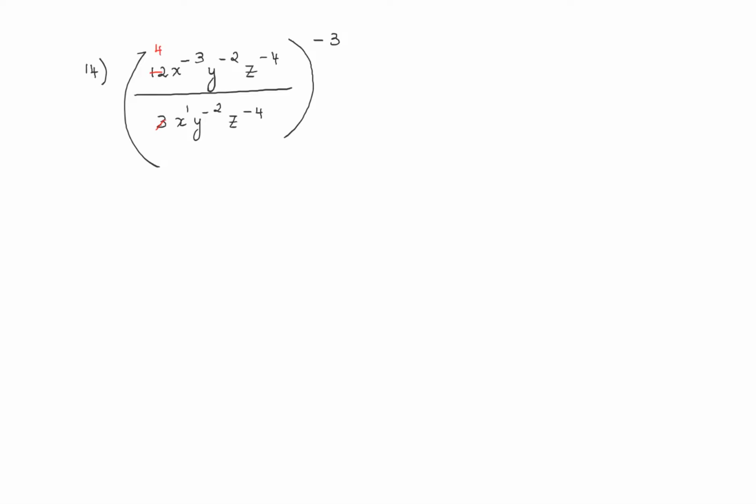So I'm going to cross this one out. So I have 4 x to the negative 3. And these two cancel out because they have the same power. So we can cancel that one out. Over x to the power 1, z to the power, sorry, this is positive 4. This is negative. Okay, now we have to distribute the power to each one of them.